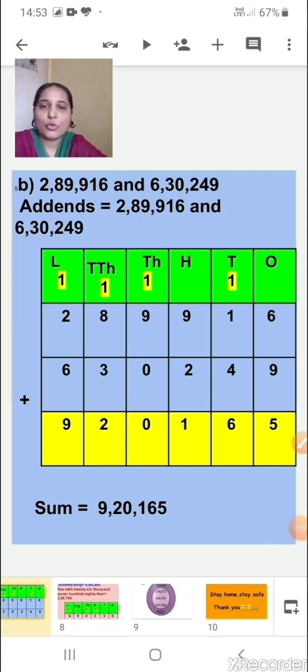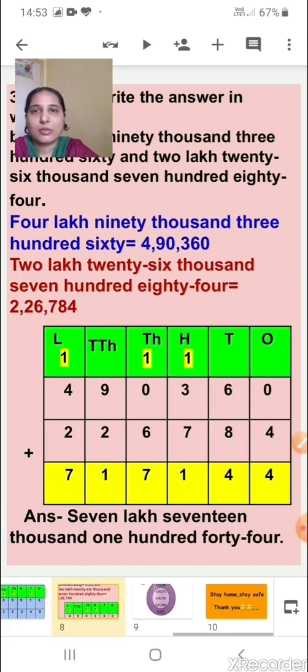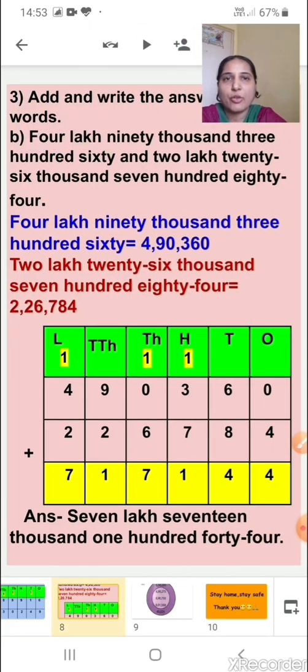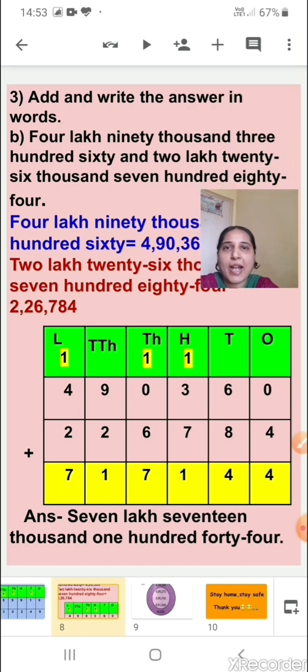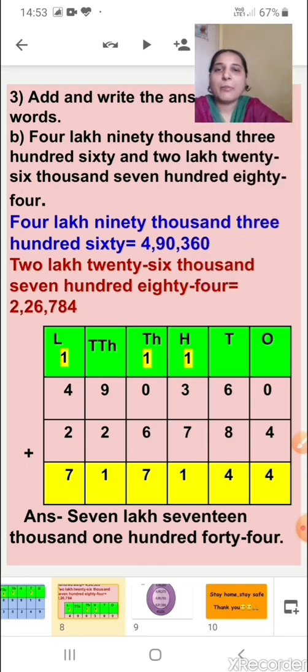Okay. Now let's move to question number 3, where you have to add and write the answer in words. The numbers are being given in words. So you have to first convert those numbers which are given in words to numeral, and then we have to add them. So question number B is, read this number, children. What is been given in words?